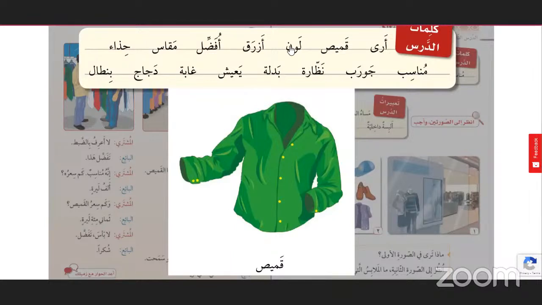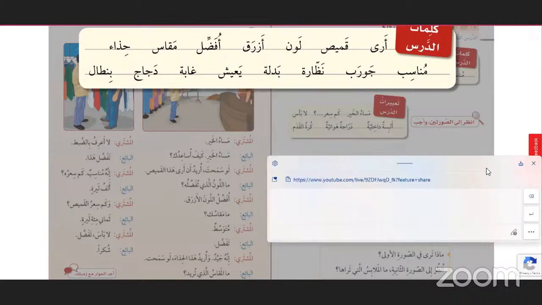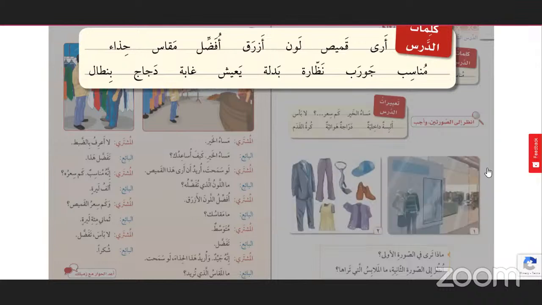Then we have the word laun. Laun would be, anybody? Color. Good job. Excellent. Okay. We have azraq, which is blue. Good job. Azraq is blue. We have ufaddil, which is, anybody? Somebody said prefer. Prefer is correct. But who's the one who's preferring? I prefer. Good job.